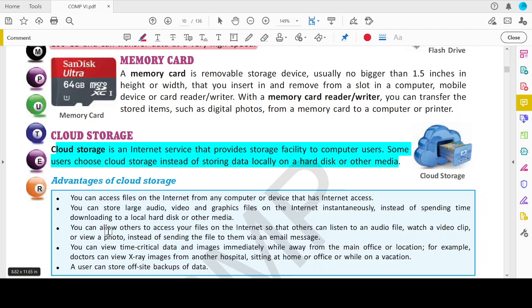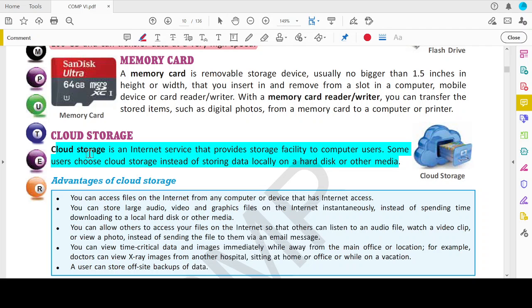Next is cloud storage. What do you mean by cloud storage? It's an internet service, a storage service that you can avail with the help of the internet. Actually, it's a server that gives you the storage area. You can keep your data on the server, and you can access that data after connecting to the server by logging into it. So you need an active internet connection to get your data from the server.